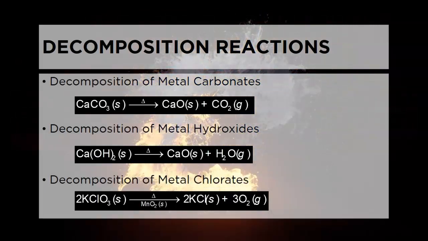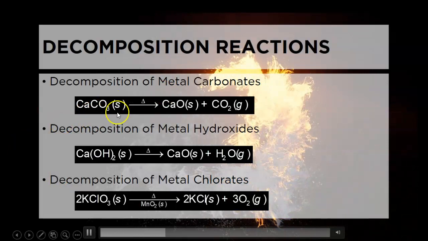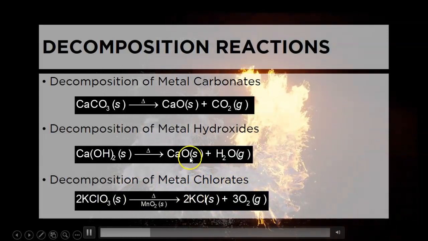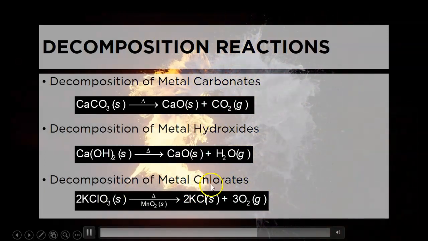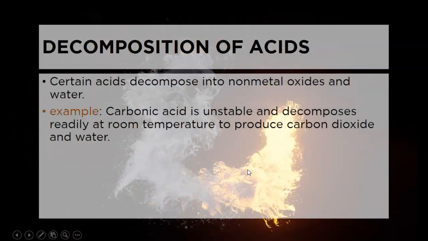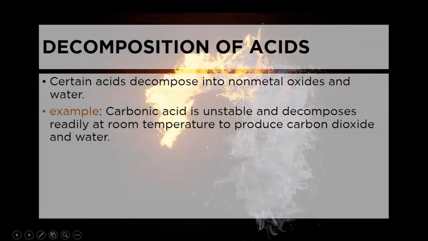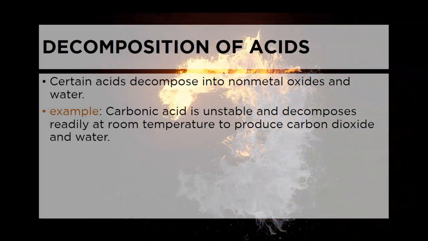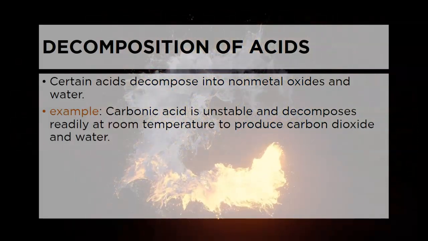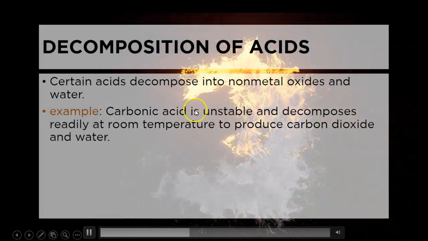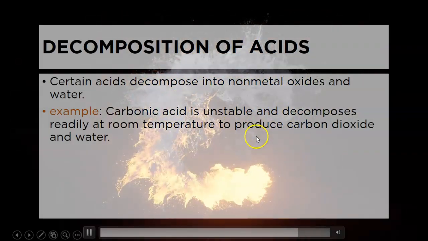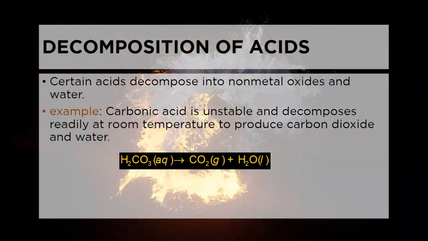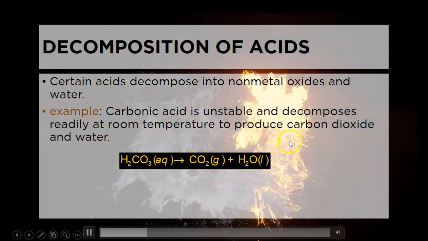So those are how I can break down things to get those three gases. I can break down carbonates, hydroxides, and chlorates to get chlorides, oxides, and then those three gases I mentioned. We also see this in acids. Acids can decompose into non-metal oxides and water. For example, carbonic acid is unstable and will decompose to produce carbon dioxide and water. As you can see in the equation there, H2CO3 will become CO2 and H2O.